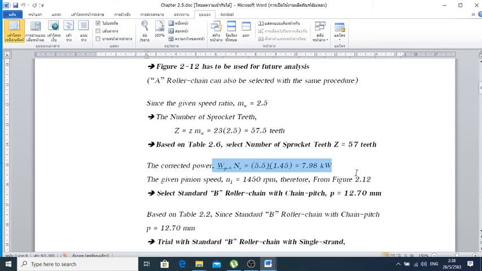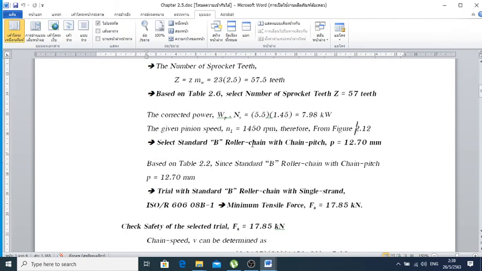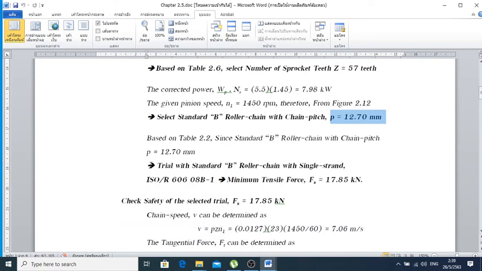So therefore we got two terms, the corrected power, and N1 is 1450 RPM. Therefore, if we use the graph of 2.12 and we go for the standard belt of B, that's why we make the selection of the pitch based on the graph, which is 12.7. Again, based on table 2.7, we go for the British system with a minimum tensile force of 17.85. We have a look at table 2.2, the characteristics of the standard B chain, for the minimum tensile force. Now we're going to check whether it is proper or not.